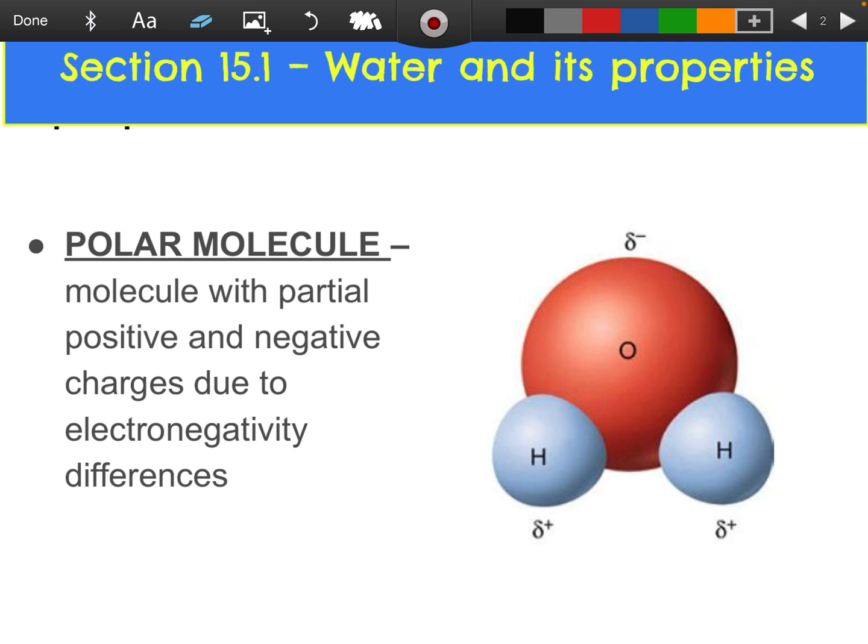You actually have a chart in your yellow packet of electronegativities. We're not going to go into as much detail for this unit. We're just going to look at the overall shape of the molecule to determine whether it's polar or nonpolar.